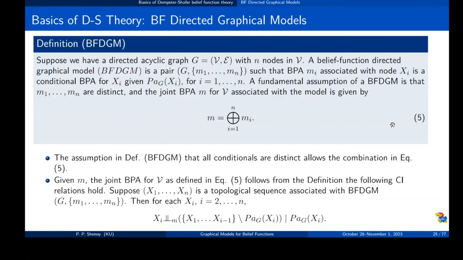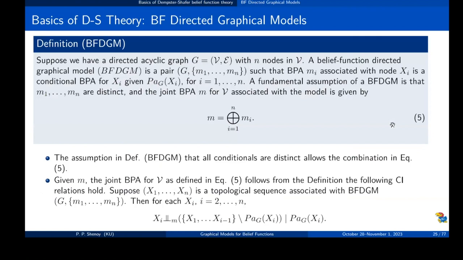The definition of independence basically says that, given M, the joint BPA defined here in equation 5, it follows from the definition of independence that, suppose I have a topological sequence x1 to xn in this graph, since it's acyclic, there exists a topological sequence. For each xi, i going from 2 to n, xi is independent of all the previous variables in the sequence given its parents. So basically, given the parents of xi, xi is independent of all the other variables that preceded.